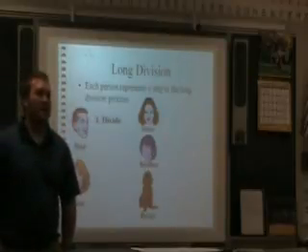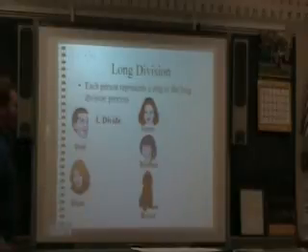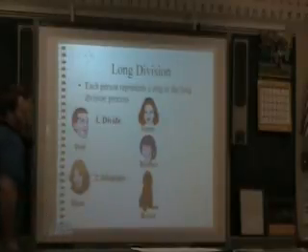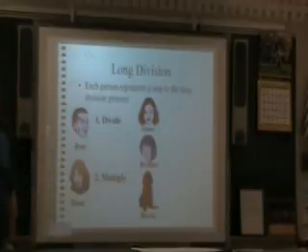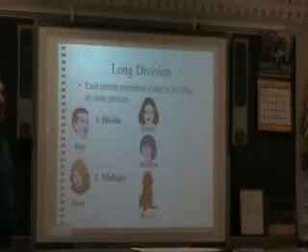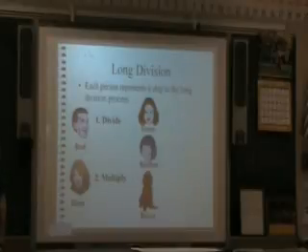The D for dad stands for divide. That is the first step. The second step is M for mom, which means multiply. So you should have on your piece of paper, the first step, dad, is divide. The second step is mom, multiply.